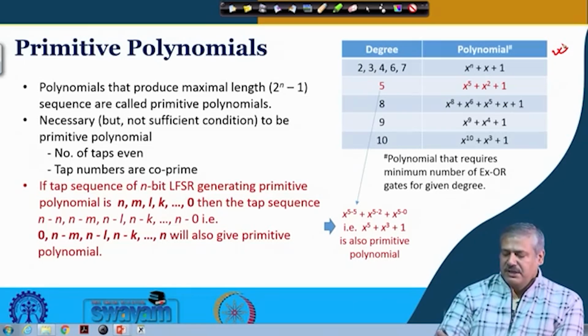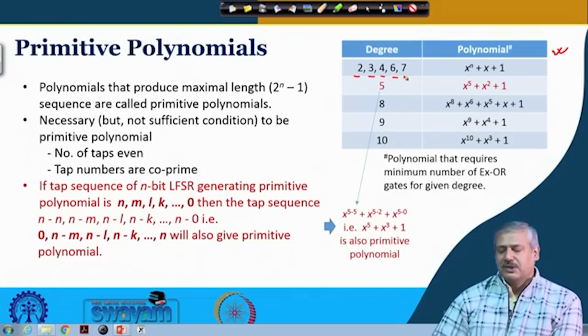So, for degree 2, 3, 4, 6, 7, x to the power n plus x plus 1 will give a primitive polynomial. This is not the only one, I shall tell more about it shortly. But this will give you a primitive polynomial.